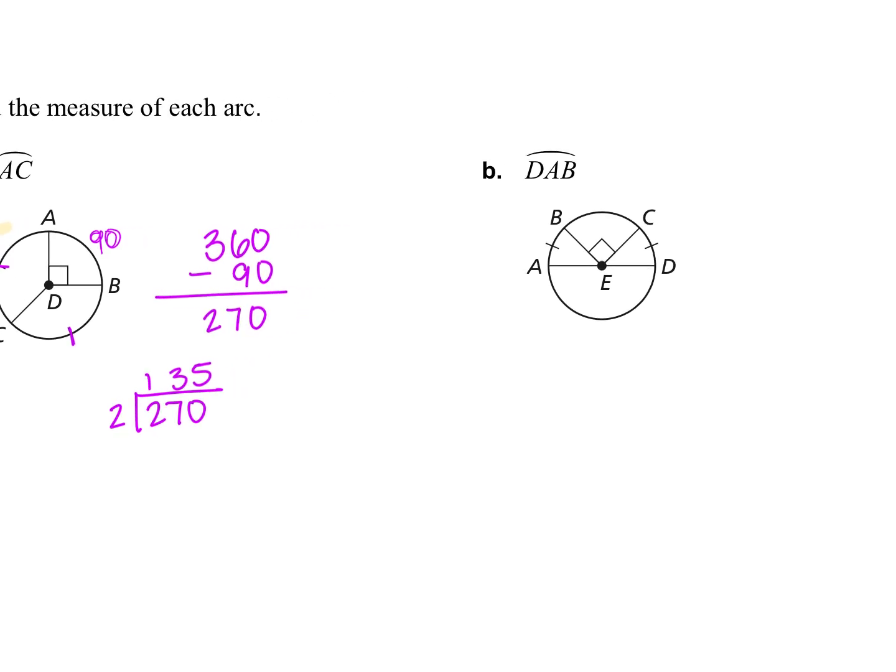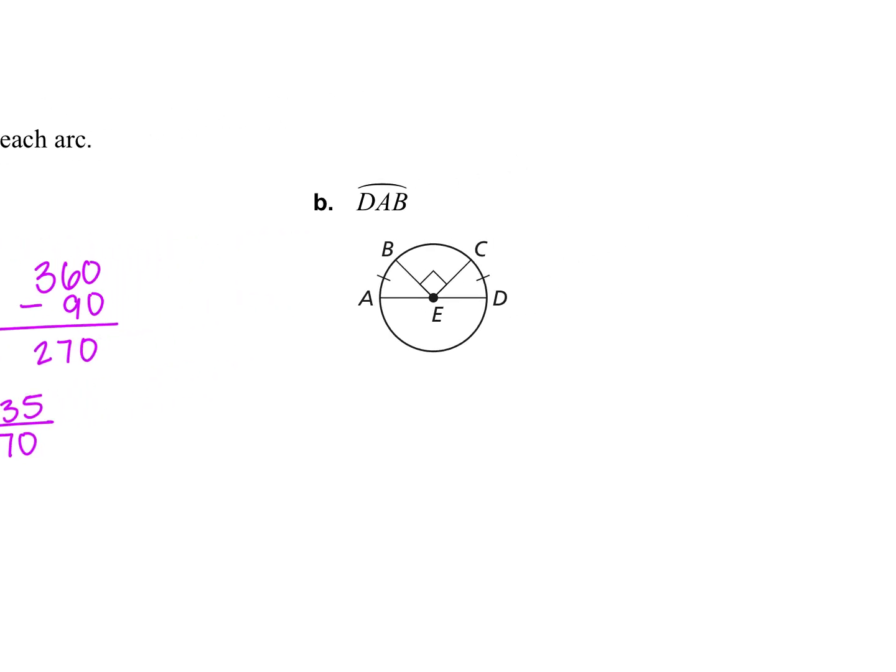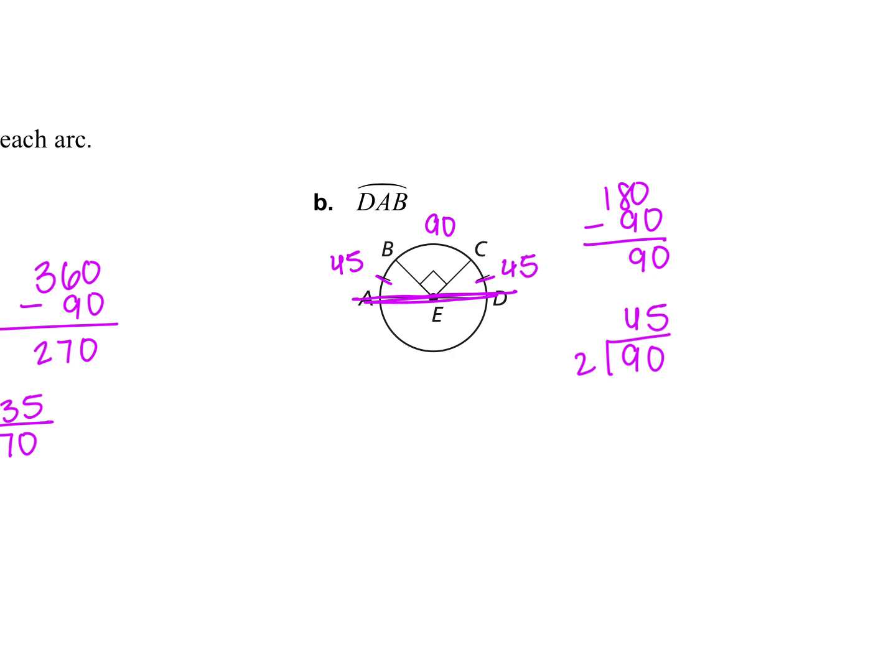All right, looking at B. Same concept. This is 90 degrees, but now I'm dealing with 180. Again, I have my congruency marks. 180 minus 90 is going to give me 90. And then 90 divided by 2 is 45. But looking at this one, they're asking specifically for DAB. So I'm going to take what I have, 180, plus that 45, add them together. 225 was my answer.